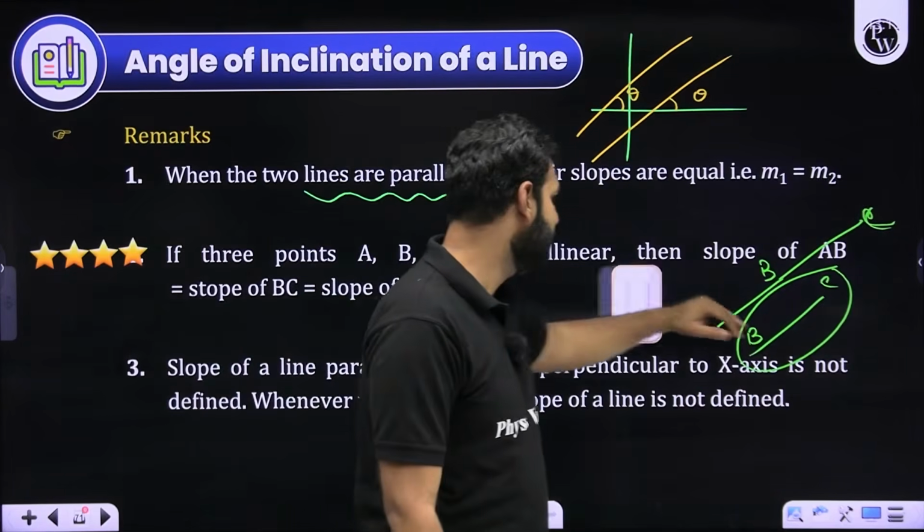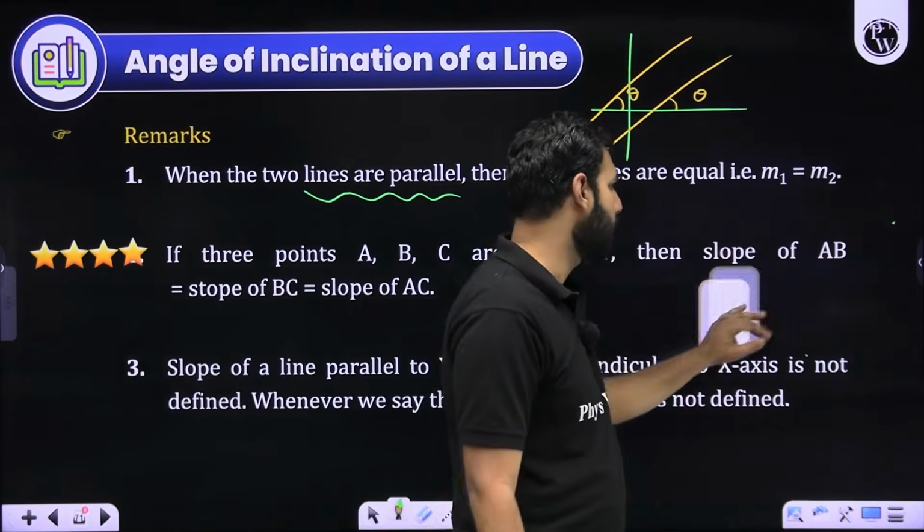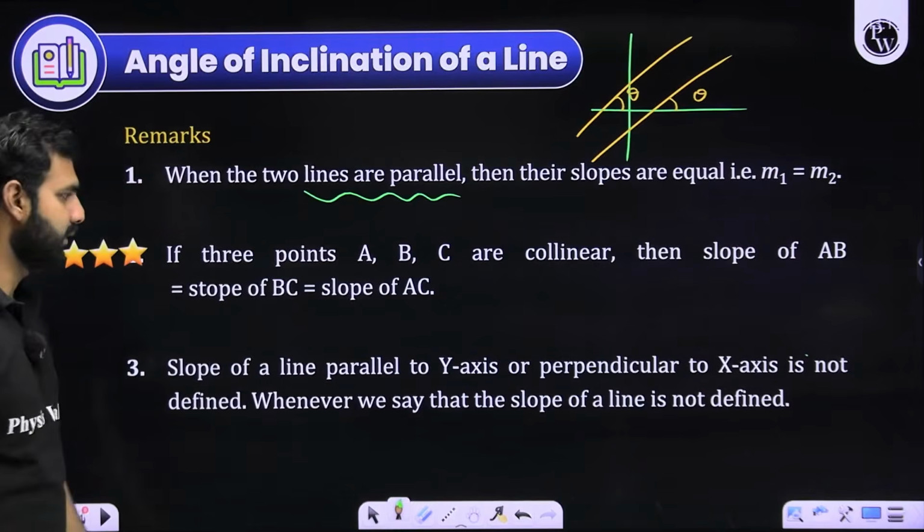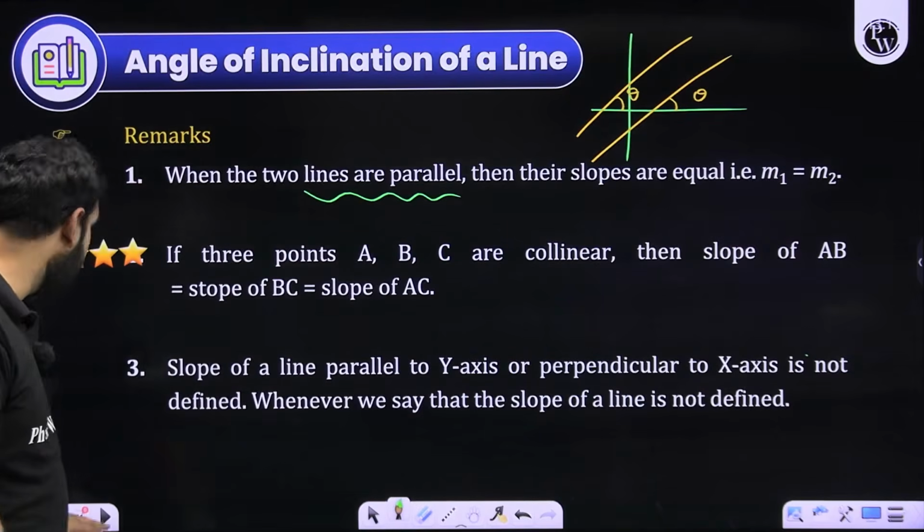By using this concept of slope as well, you can prove that the 3 points are collinear whenever asked or given as per the requirement of the question. I hope we can move ahead. We can go ahead with the next part.